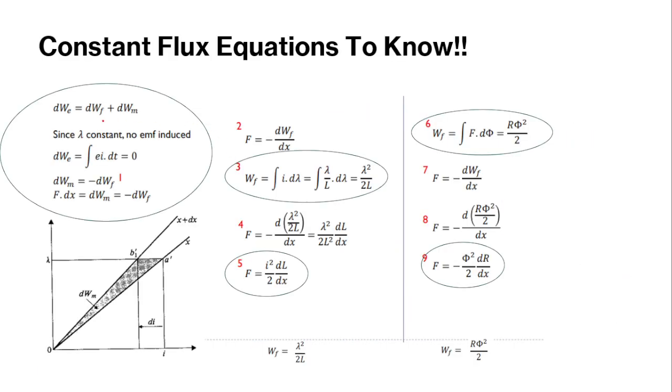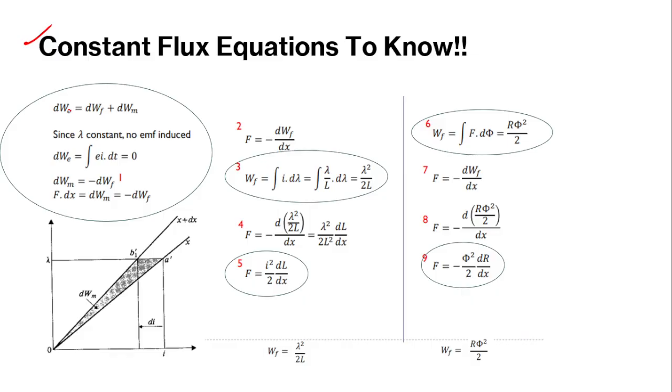Right, so we get into the equations. You don't need to know the proof. I've circled the important parts, because sometimes he could ask you for the equations for both cases. The first one is the constant flux equation. In constant flux, the current decreases, but the flux stays constant. That's why I say constant flux.